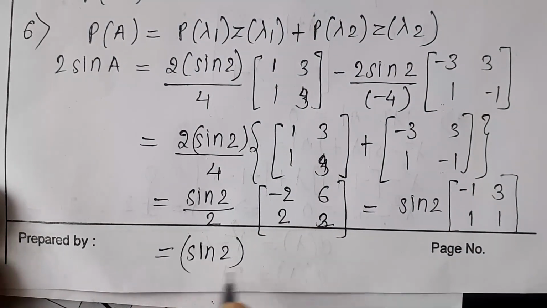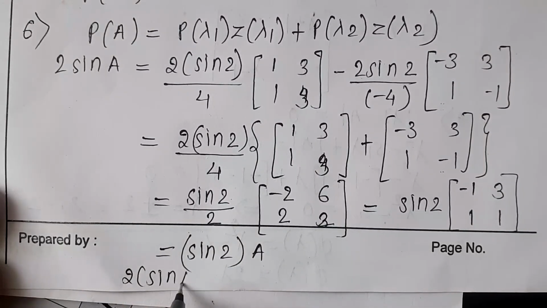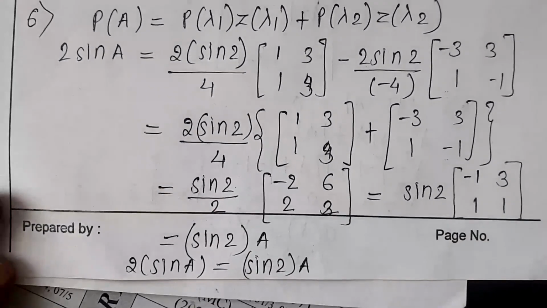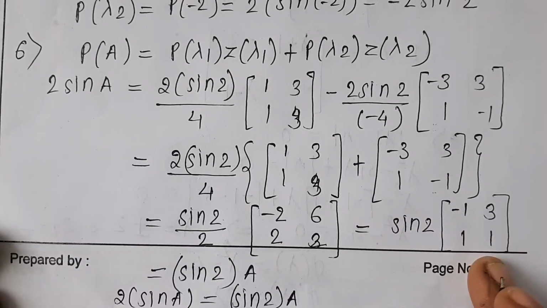So we have proved that 2 into sin A is equal to sin 2 multiplied by A. Now this is true in terms of angle, but it is not true in general in terms of matrices. But here, for this matrix A, it is proved that 2 sin A is equal to sin 2 multiplied by A.